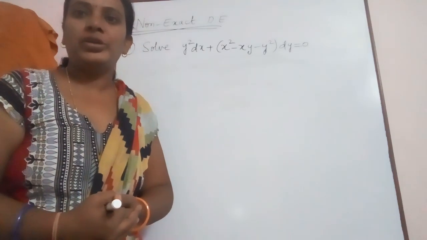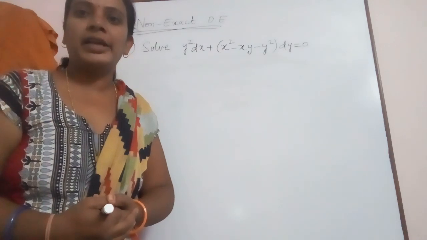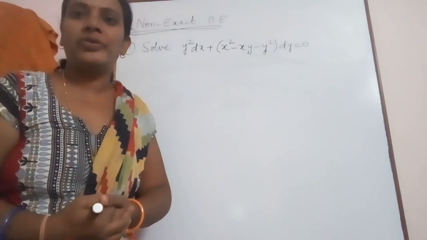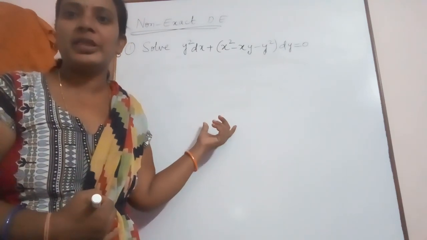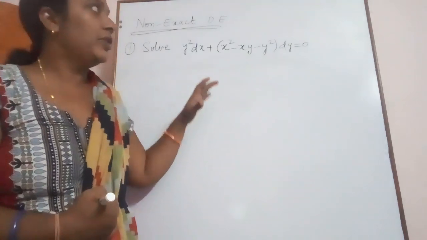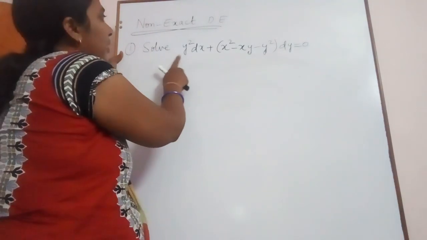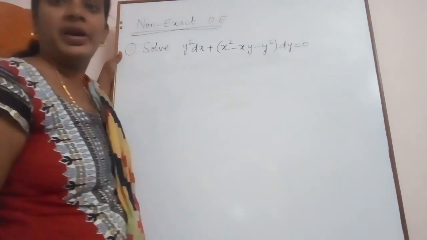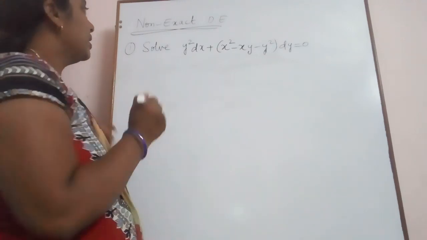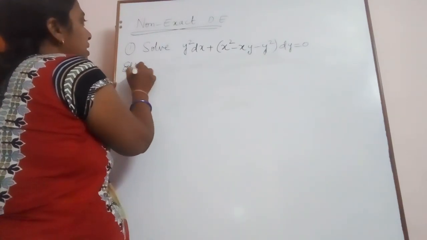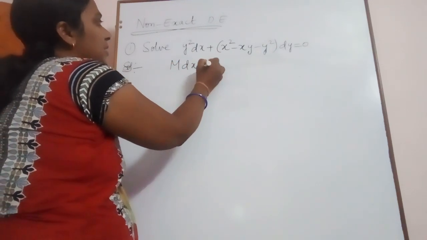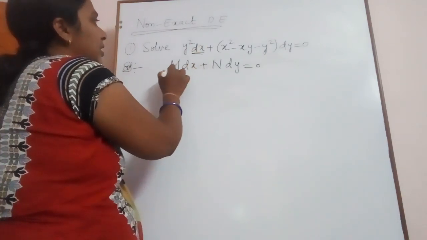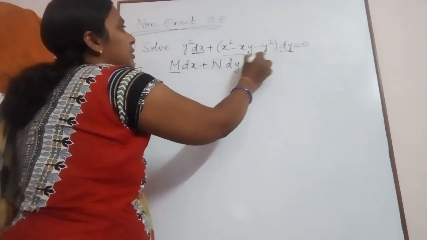Today I am discussing with you the problems on non-exact differential equations. I am taking one problem, and how to solve that problem, and which method is suitable for it. The problem is: solve y square dx plus (x square minus xy minus y square) dy is equal to 0. Here the given problem is compared with the general form, M dx plus N dy is equal to 0. The dx coefficient is M, the dy coefficient is N.